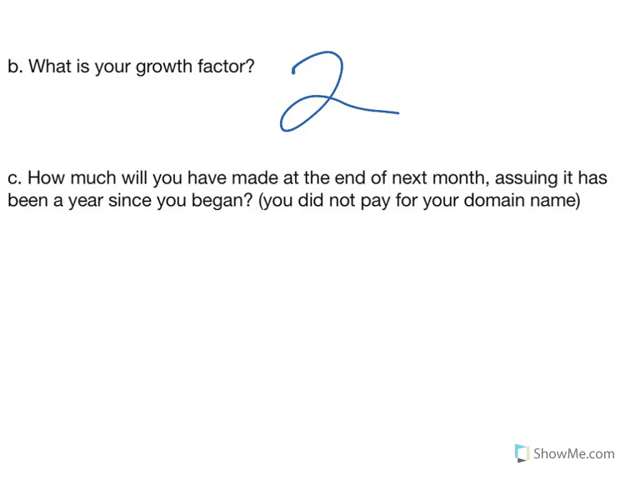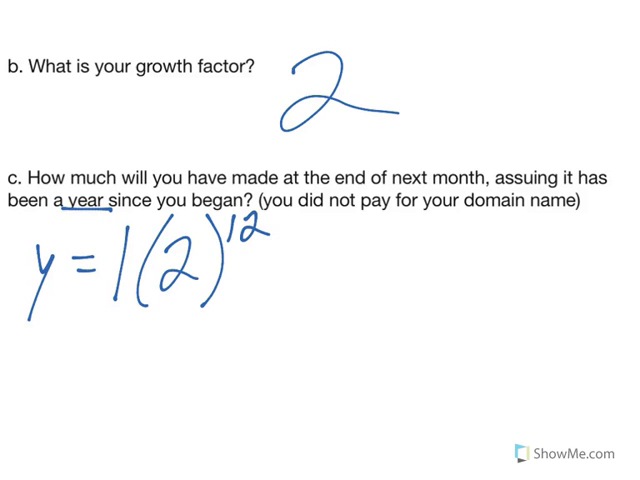And how much will you have made at the end of next month, assuming it has been a year since you began? Okay, so remember that you didn't pay for your own domain name. So I've got y equals 1 times 2 to the x. Now, it's been a year. We know that our x value represents the number of months, so I need that to be a 12. So when I figure that out, I get 4,096.